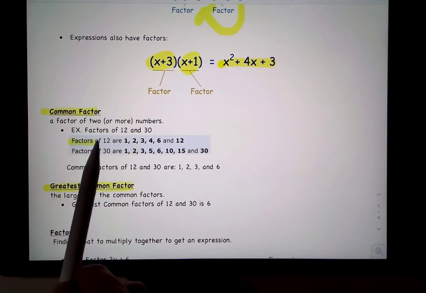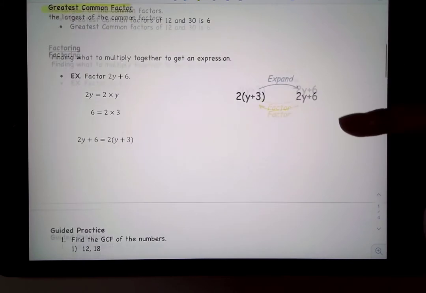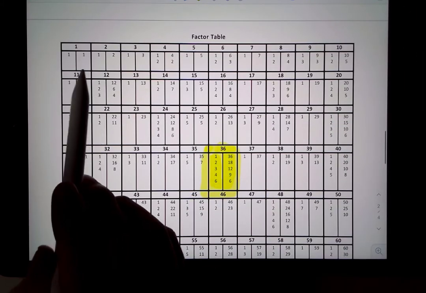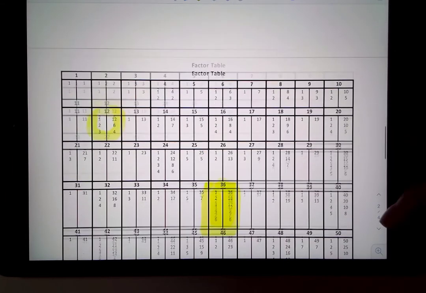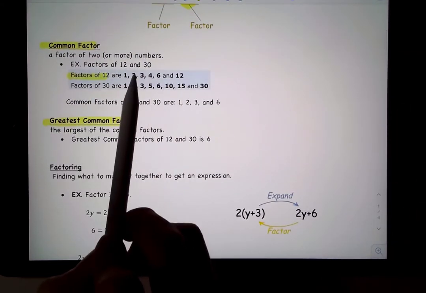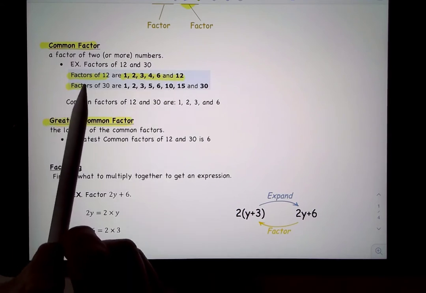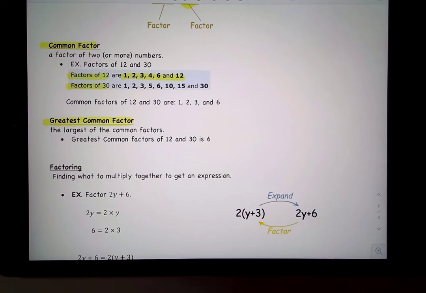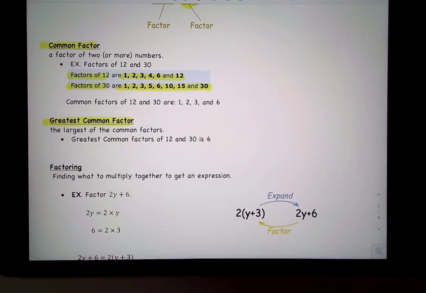First, find the factors of 12. We can go to the factor table, go to 12, and you see 1, 2, 3, 4, 6, and 12. I already wrote it here. These are the factors of 12. Then we need the factors of 30. Go to the factor table and you will see 1, 2, 3, 5, 6, 10, 15, and 30. Those numbers are factors of 30.